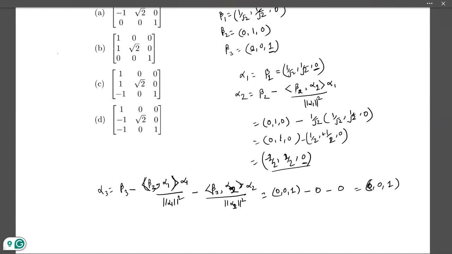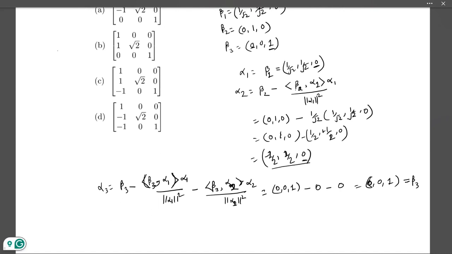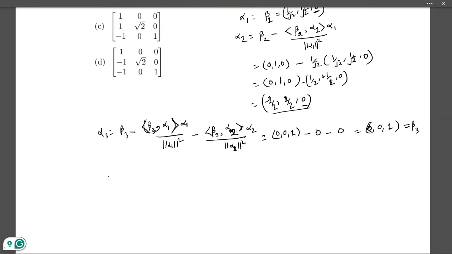So now, see, alpha 3 is just beta 3, right? The last column will be 0, 0, 1. So every matrix has last column 0, 0, 1. Good. So now what is your U? U is alpha 1 by norm alpha 1. This is your first row. Second row is alpha 2 by norm alpha 2. Third is alpha 3 by norm alpha 3.